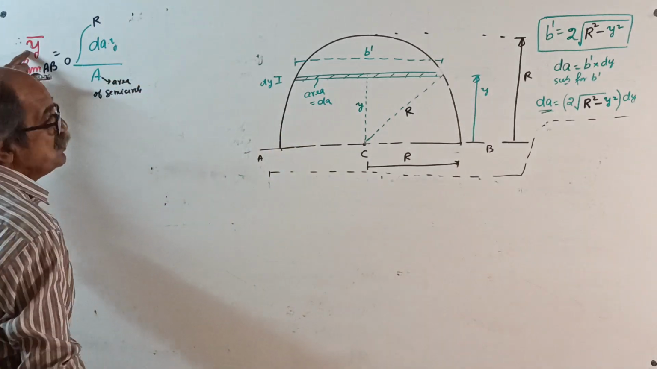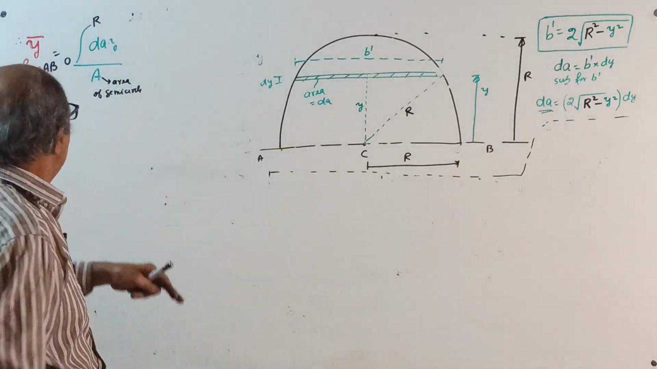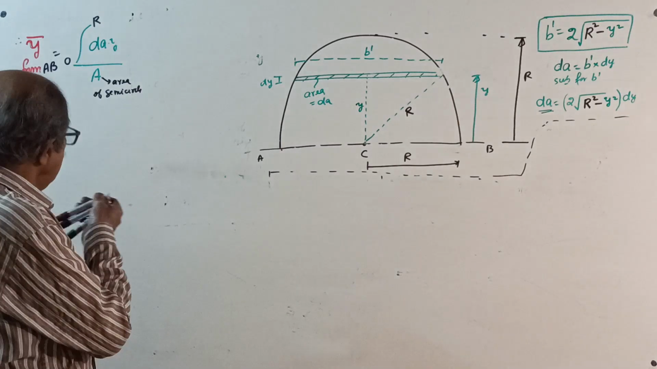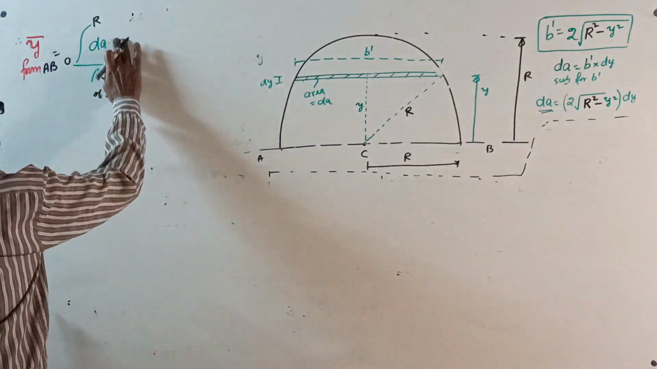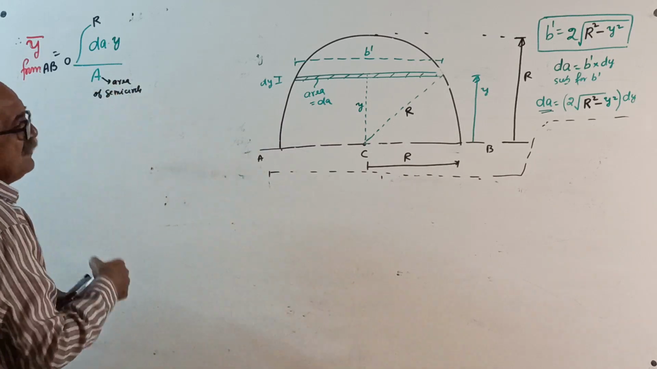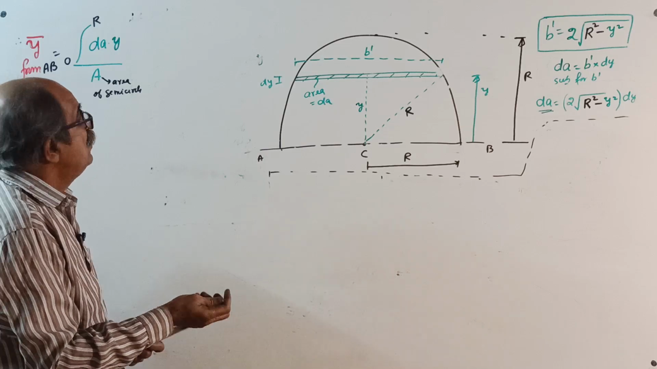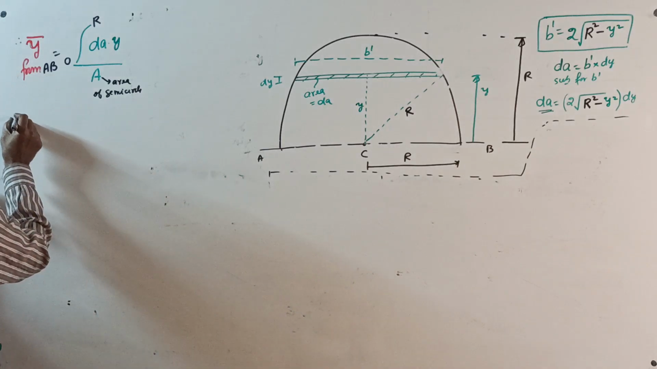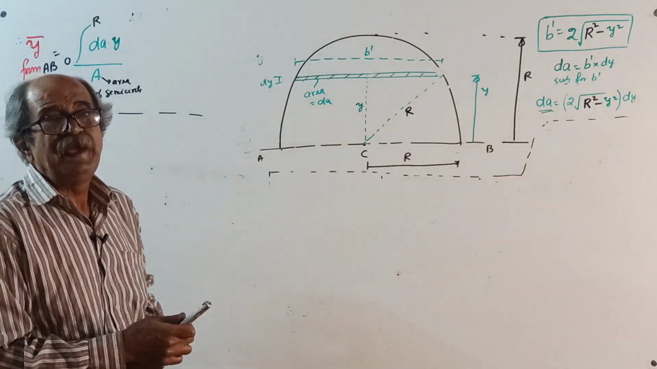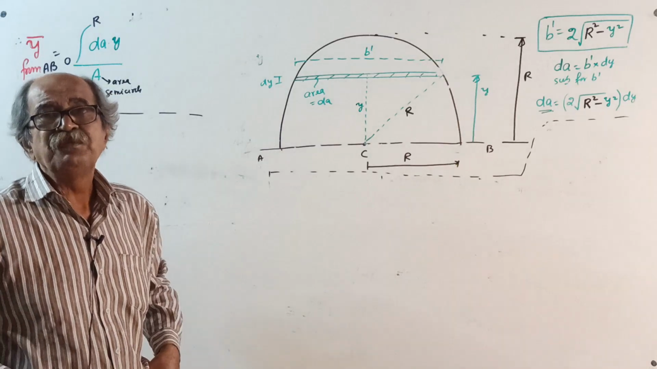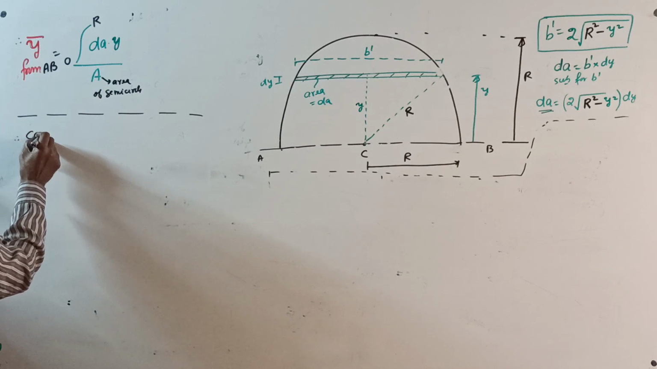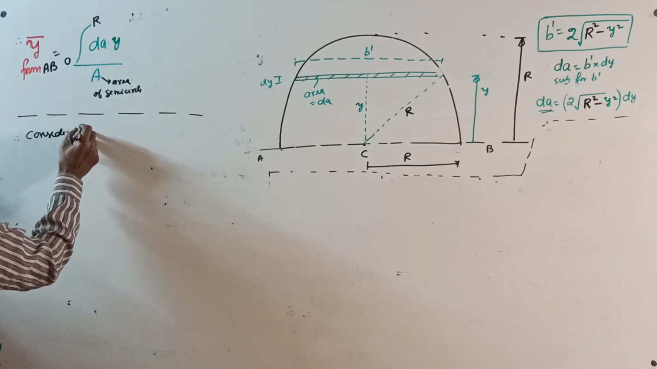Okay, now the conclusion part. Just now we concluded y bar from AB equals integration of dA into y divided by area, where A means the area of the semicircle. Now make a note: this is a very easy approach, but in the integration you should be careful. You do it by the method of substitution. So I will do one thing now. Consider the numerator.